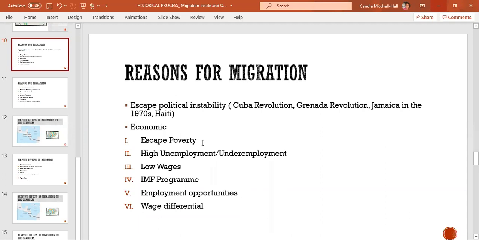So for example, I'm going to give an example that I gave to the other class. When I was living in Barbados, I had friends who worked at the gas station, and they had a first class honors degree, a master's degree with distinction, and they were at the gas station working. They were underemployed.